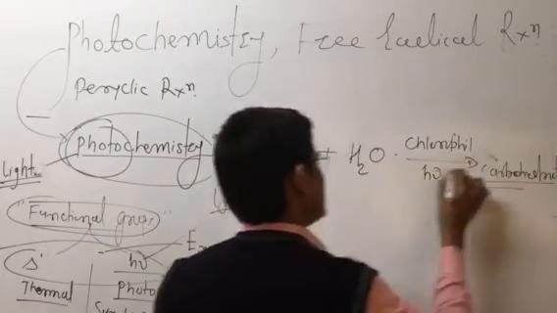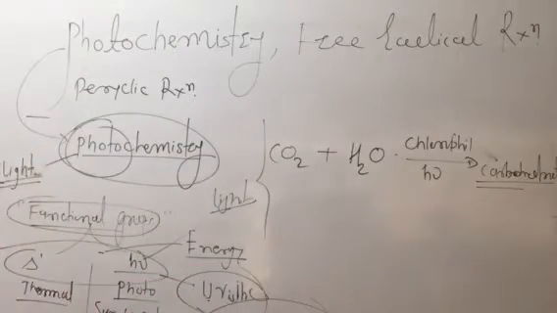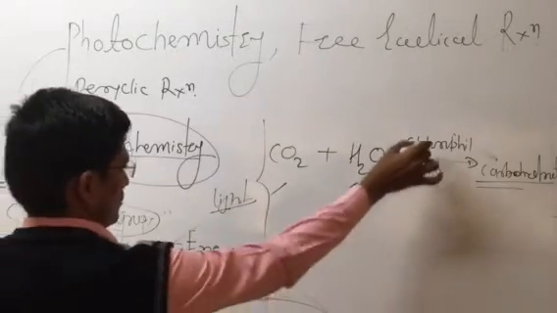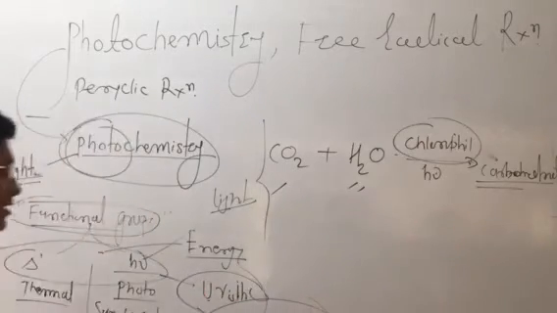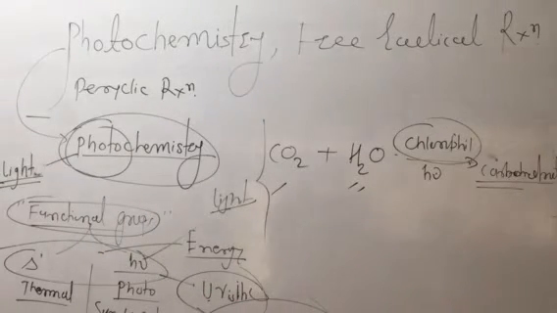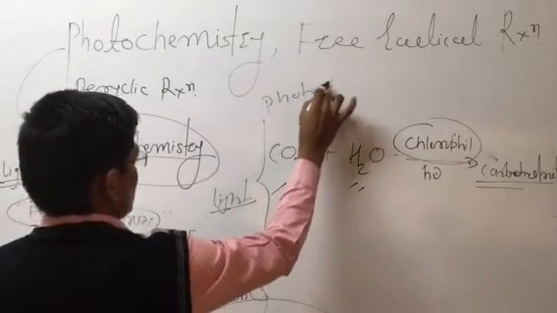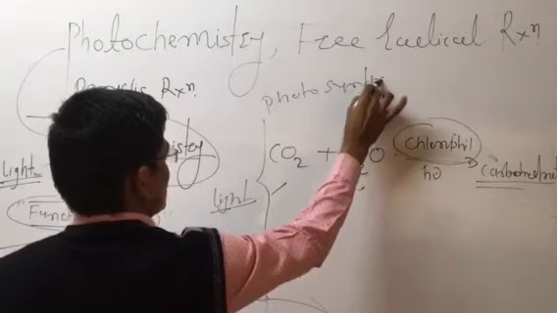How is the carbohydrate prepared? By one of the photochemical reactions. This is nothing but photosynthesis. Carbon dioxide is treated with water molecules in presence of chlorophyll and sunlight incident radiations, then carbohydrates are formed. So this is a photochemical reaction, photosynthesis.